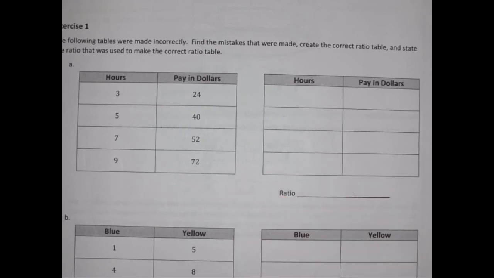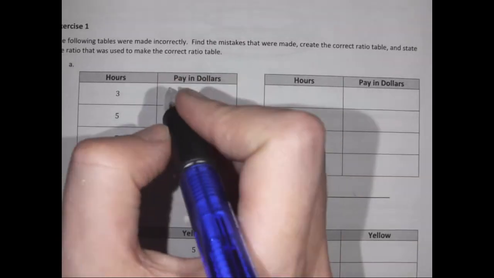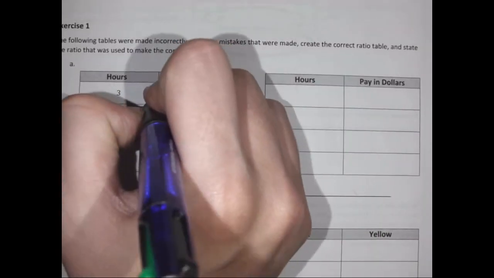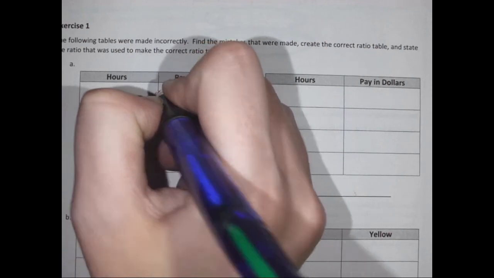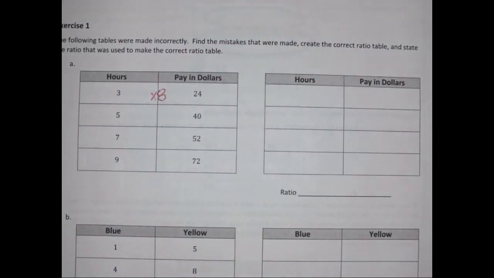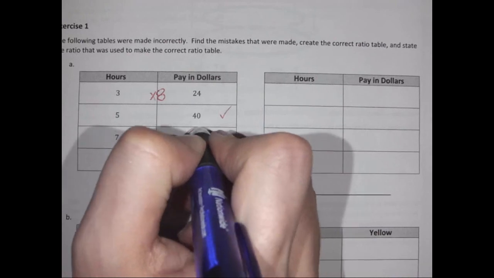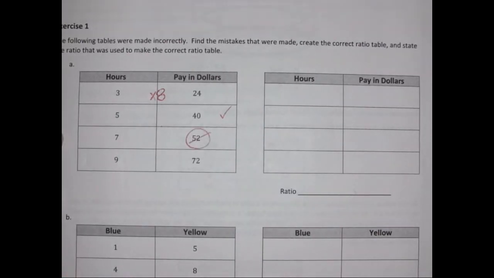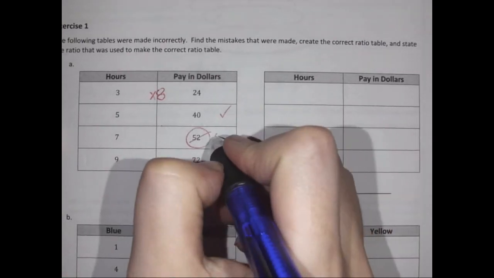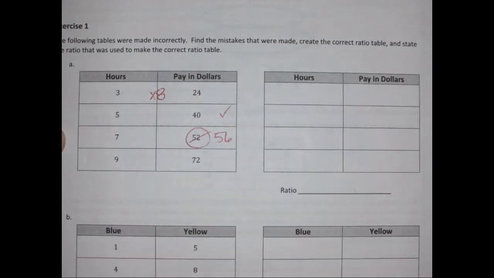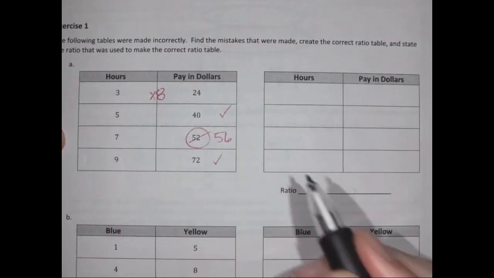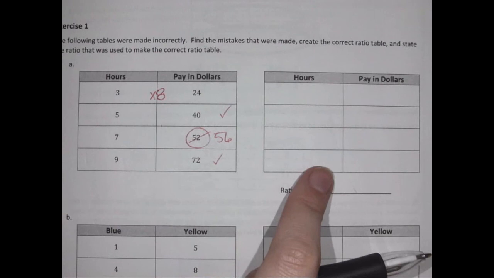How do we get from 3 to 24, Shay? 8 times 8. There we go. 3 times 8 is 24. Is 5 times 8 40? Yes. Is 7 times 8 52? Whoa, no, it's not. What is 7 times 8? 56. Is 9 times 8 72? Yes. So we're going to rewrite our table.